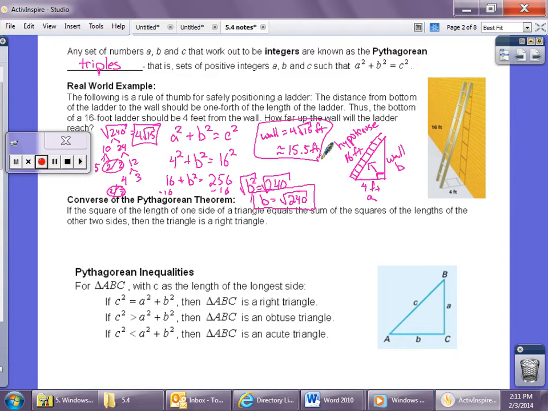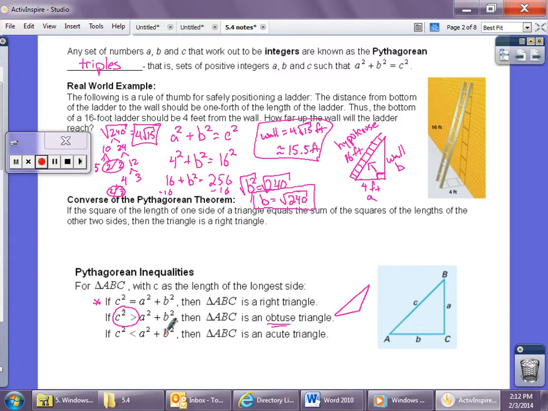Now we can look at the converse of the Pythagorean theorem. The converse: if the square of the length of one side of a triangle equals the sum of the squares of the lengths of the other two sides, then it's a right triangle. So if we look at this, we can also get these inequalities. If these are equal, we know it's a right triangle. But if the value of C is greater than the other two, then it's obtuse, which means it has a big angle, because this side is greater than those two, so it has to give you a big angle.